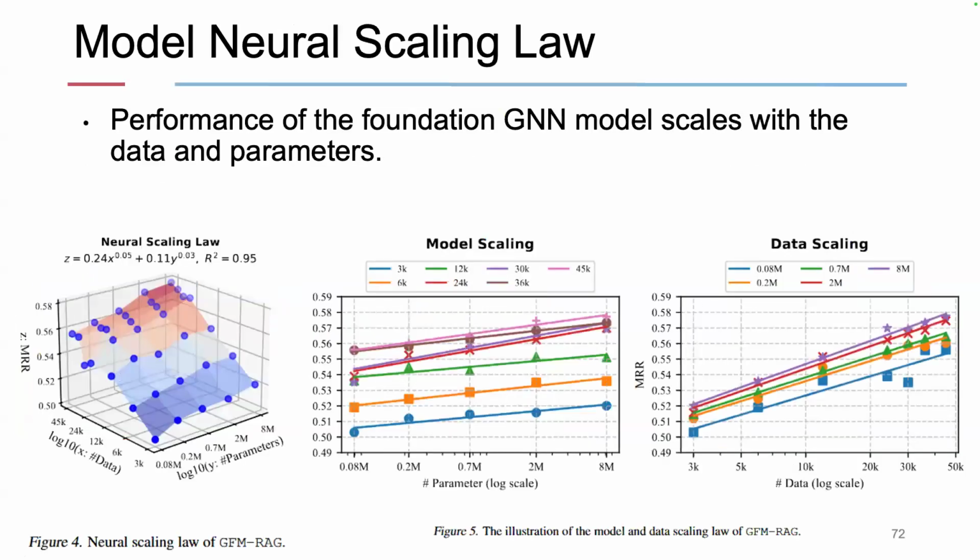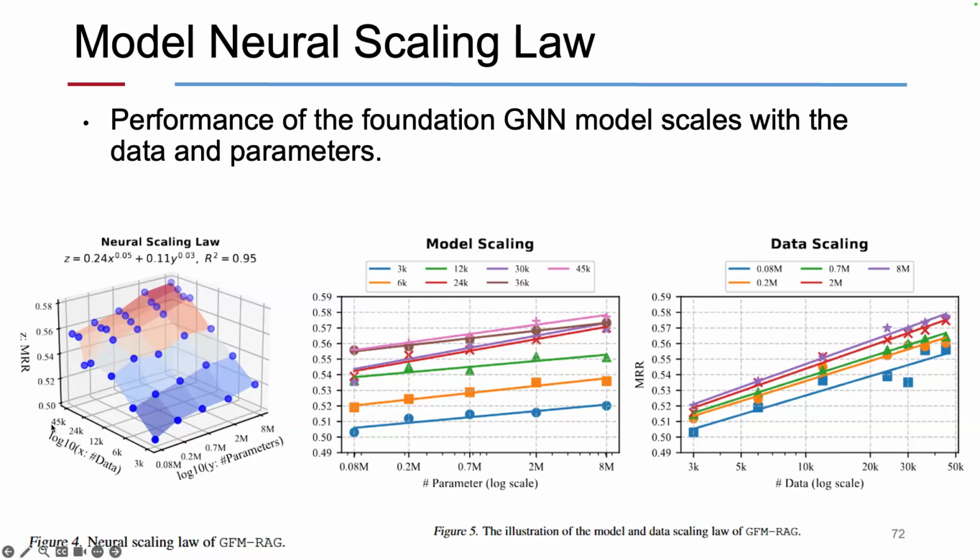Another good property of a foundation model is called the scaling law. The model performance tends to increase with the size of the training data and the model parameter size. We observe the same property in our method. By increasing both the parameter size from 0.0 billion to 8 million, and the training data from 3,000 to around 50,000, we can see the performance increases in both cases.